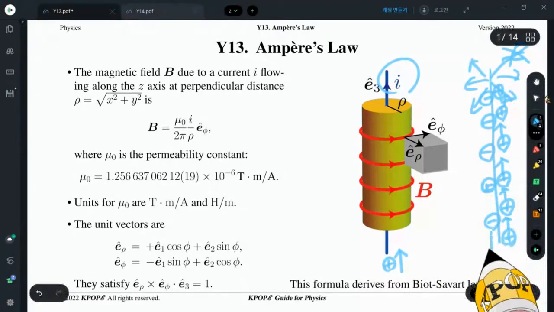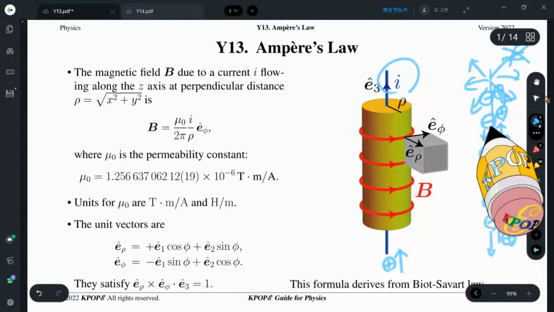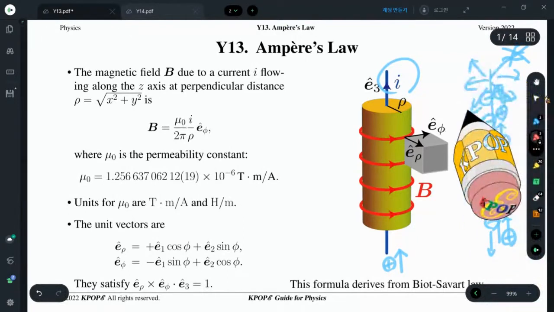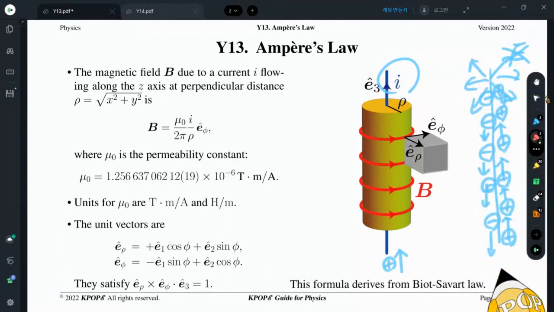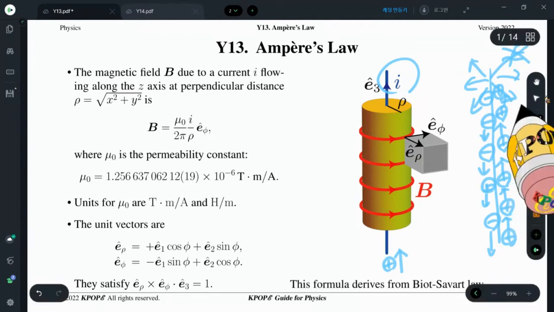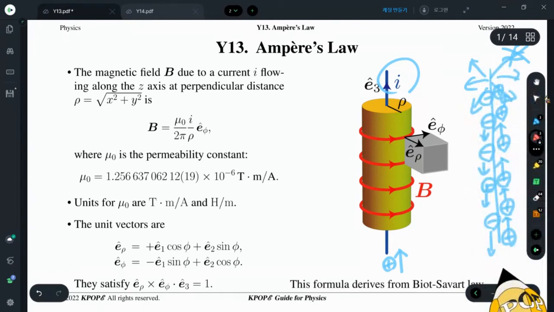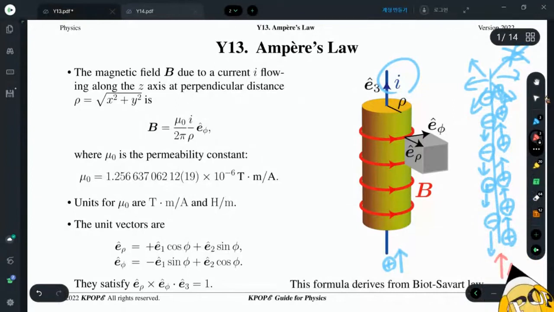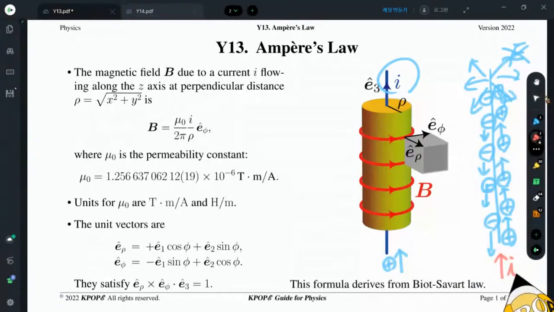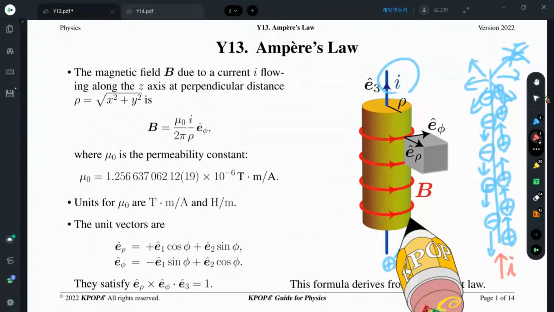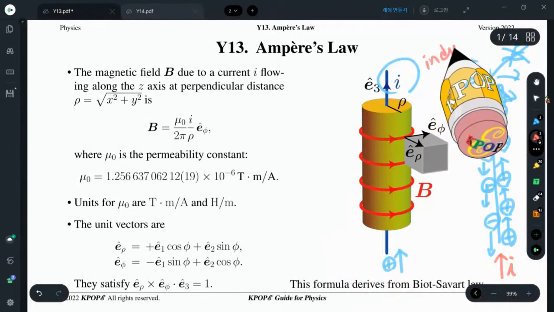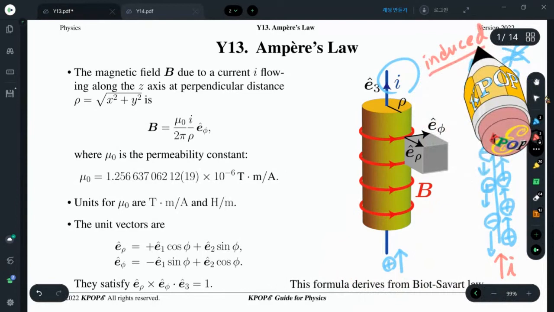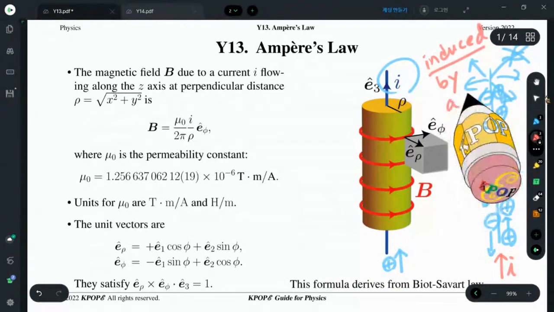And if only the electrons are moving backward, then the net electric field, according to relativity, exists. But if we ignore relativity, the electric field vanishes. Instead, because of the moving electrons, current I is going upward, and the magnetic field is induced. Magnetic field is induced by a current.